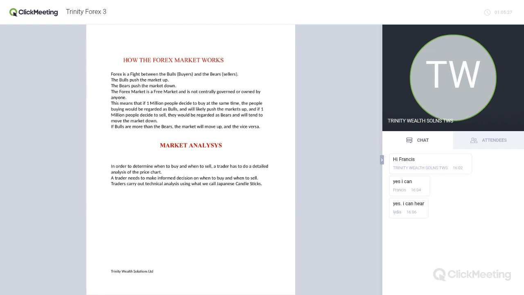Try as much as possible to swim with the sharks, and that depends on your proper analysis, and not just jumping in because you see the candlestick is running or the price is running. You have to wait and rely on your analysis, right? So we want to go deeper into market analysis and see how we carry out the analysis.